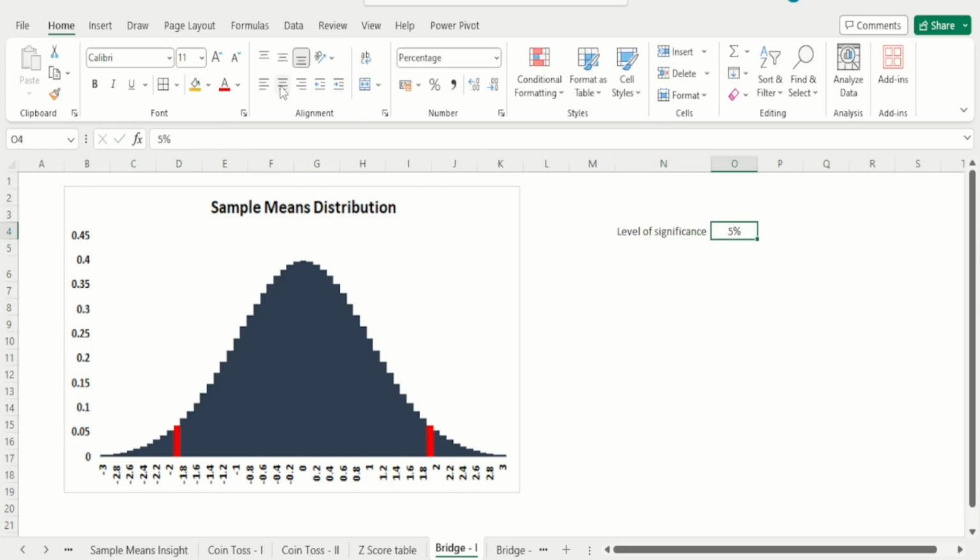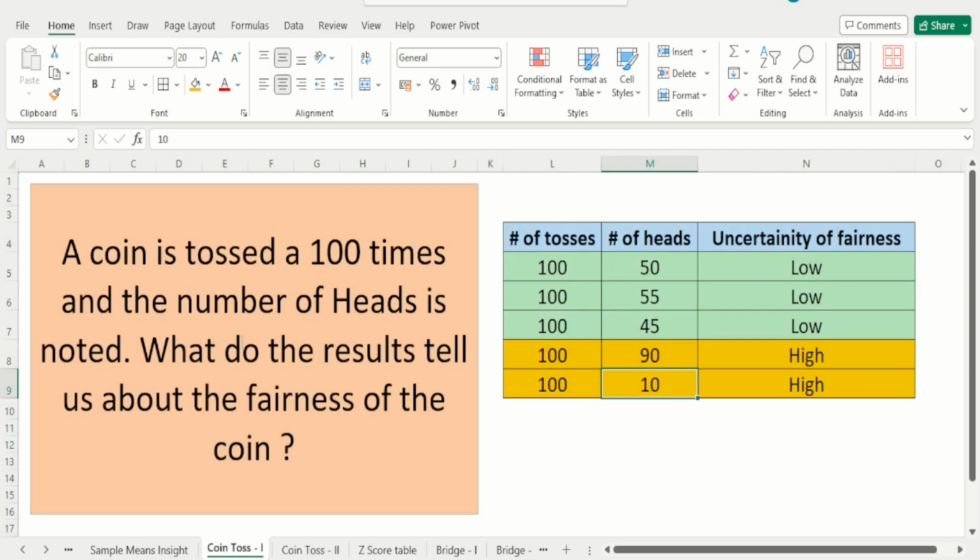So what does this really mean for us? What it means is that somewhere on this, we will have to make a cutoff point to represent this 5%, right? But if you notice the diagram, you see there are two red colored cutoff points. There's not one. The red bars represent the cutoff points here, but there isn't one, there are two. Now, why are there two? The reason we have two cutoff points in this example specifically is, remember, the original question says, what do the results tell us about the fairness of the coin?